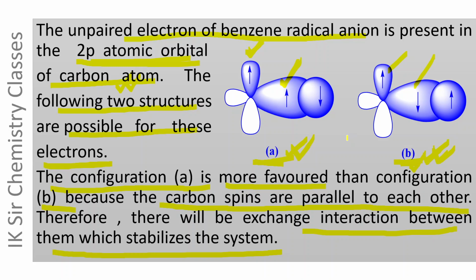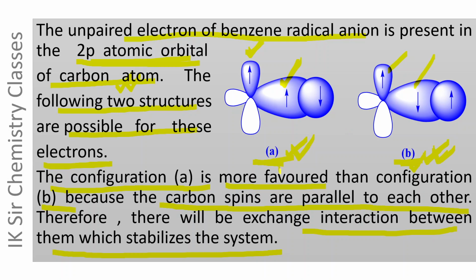We should know the terms exchange energy and exchange interaction. If the exchange of positions of two electrons in space does not lead to a change in any electronic arrangement, it leads to a decrease in the energy of the system, which is called exchange energy, and this phenomenon is called exchange interaction, and it can take place only when the spins of two electrons are parallel.